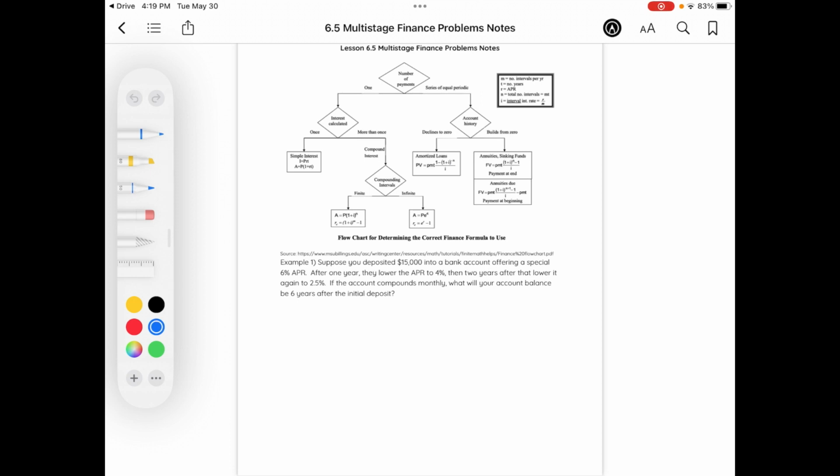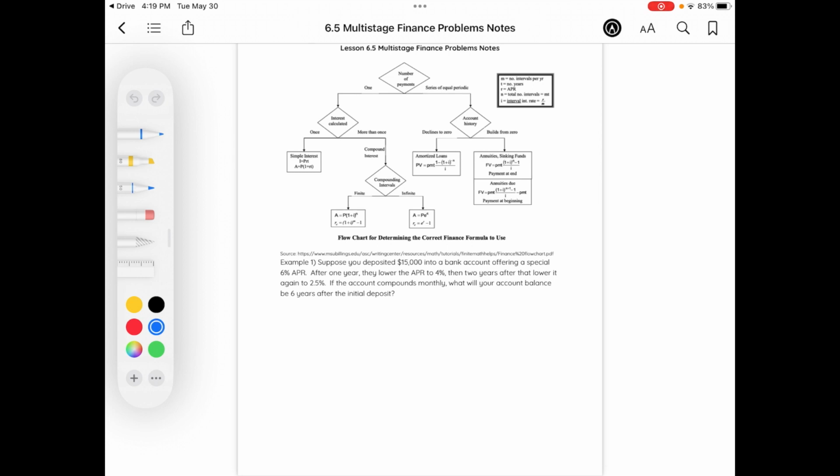I also included, so while the picture is a copy paste, in Blackboard I do have the hyperlinks. You can see this in a larger format or blown up, kind of a flow chart for how you determine which formula to use and when.